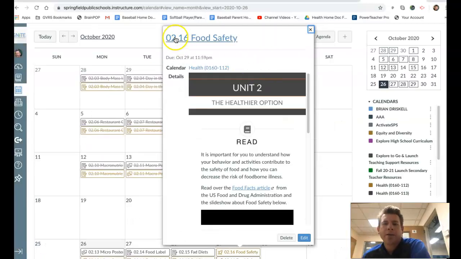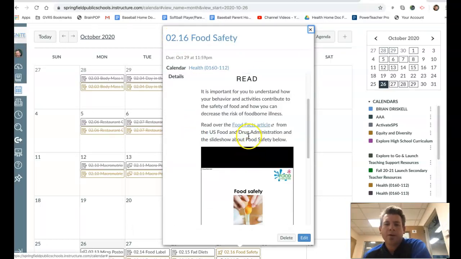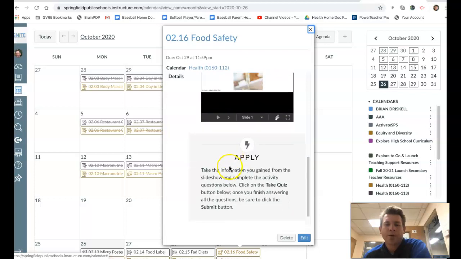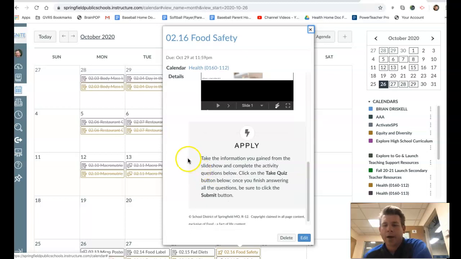All right, and then your last assignment is 2.16. It's about food safety. So there's an article for you to read, a slideshow for you to view, and then there's a quiz at the end, really just talking about properly taking care of food, prepping it, storing it, those kinds of things.